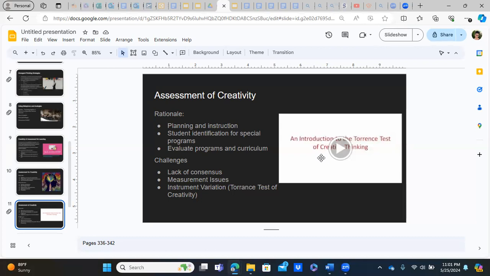Their type of creativity is not always going to show up on a regular standardized test, such as the ACT or LEAP or things like that. And the Torrance test is pretty interesting for that. So definitely check it out when you get a chance.